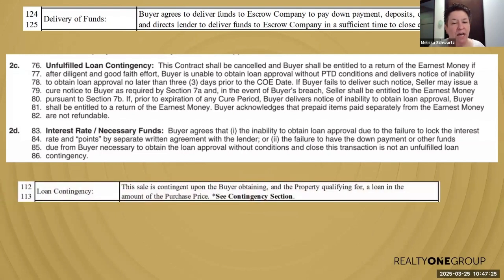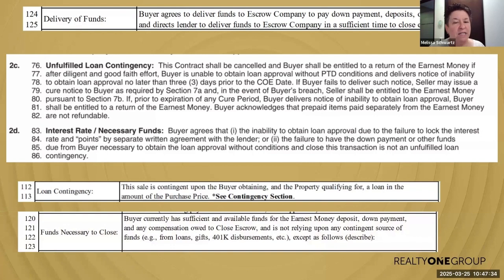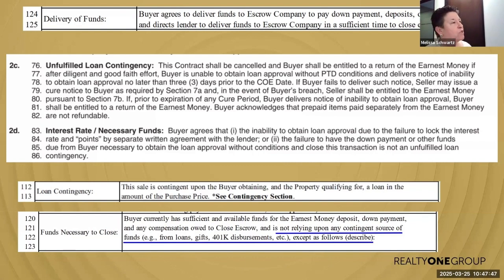So let's see what theirs says. If it's contingent, right? Contract should be canceled up above. You're seeing a contingency there. Funds necessary to close. Some of the sections kind of came through and some did not. So the funds necessary to close on the non-member says that they are not relying on any contingent source of funds, right? From loans, gifts, 401k disbursements, except as follows. I think that's really important to know.